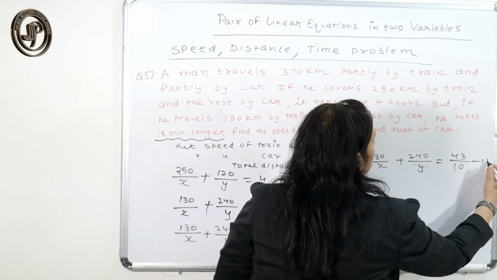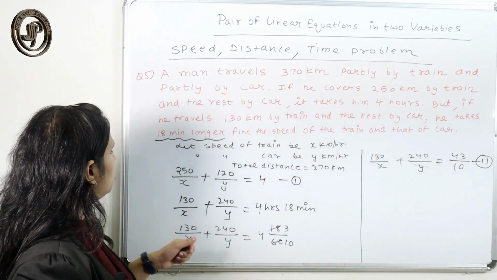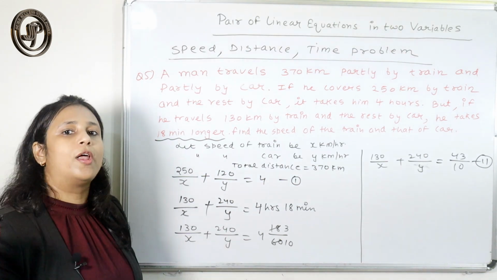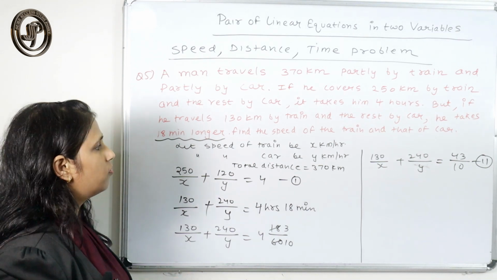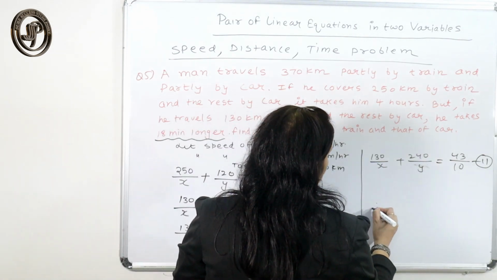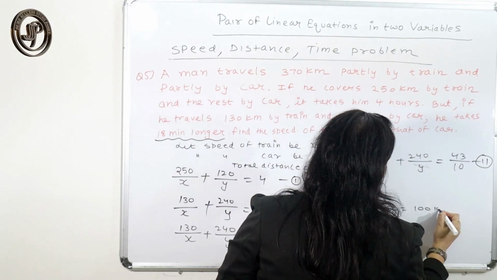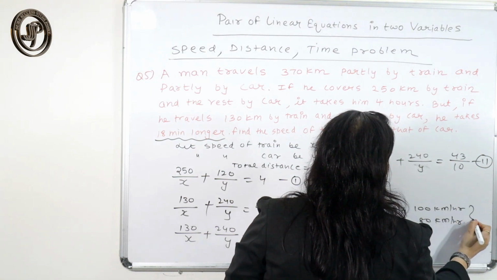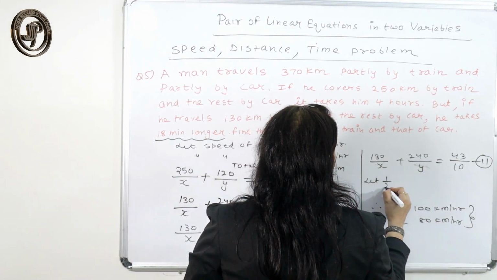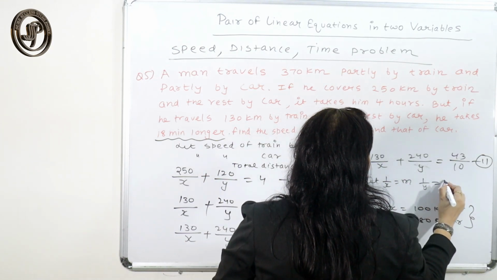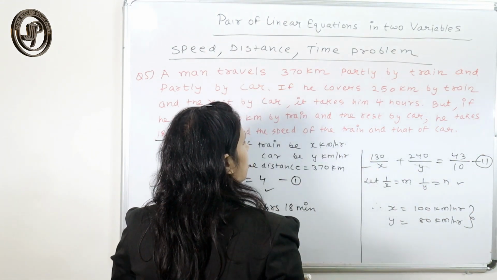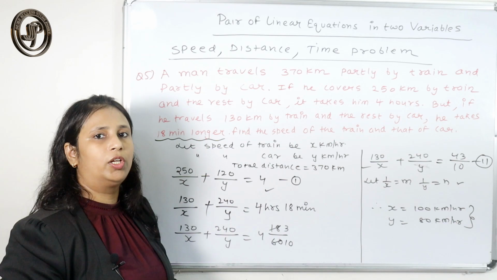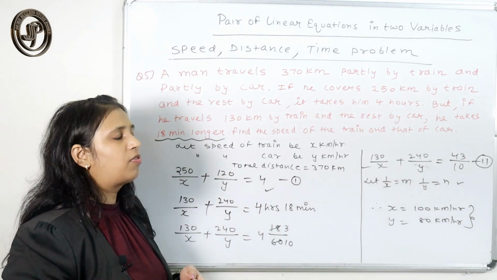Now you have these two equations, you can solve them. How will you solve these two equations? By considering 1 by x as m, 1 by y as n. Then you can solve for x and y. So after solving, you will get the value of x as 100 and y will be 80. So you can solve by putting 1 by x as m, 1 by y as n, and then you can substitute here, and solve the question by elimination or substitution. Then after solving, you will get this final answer.